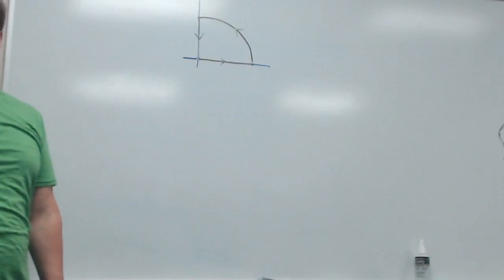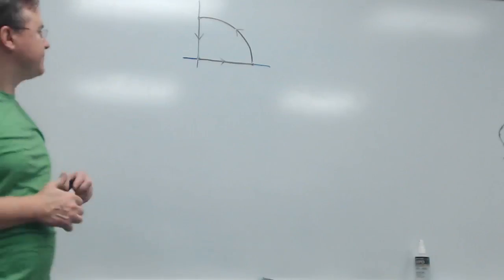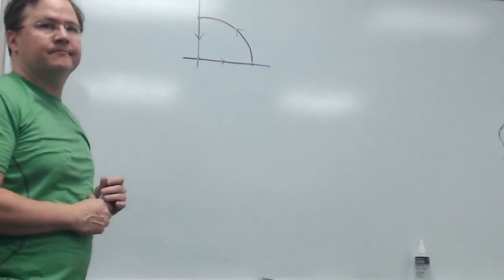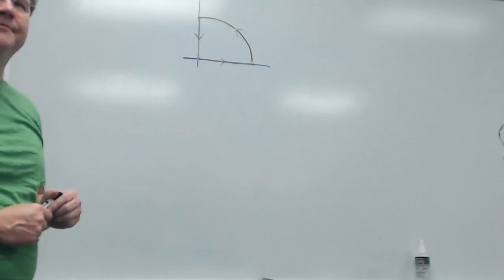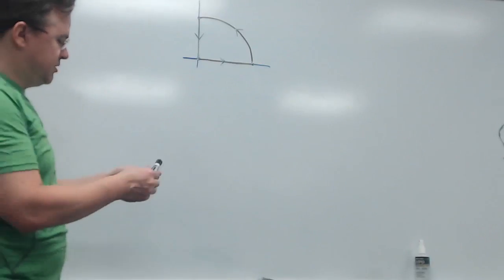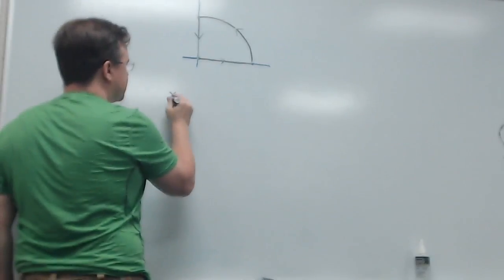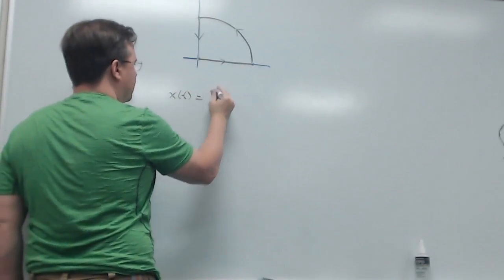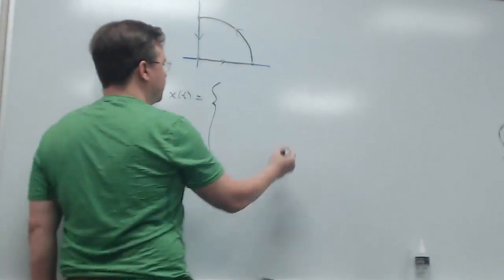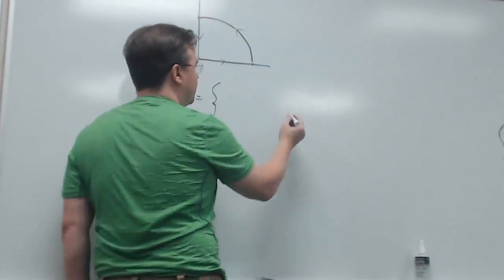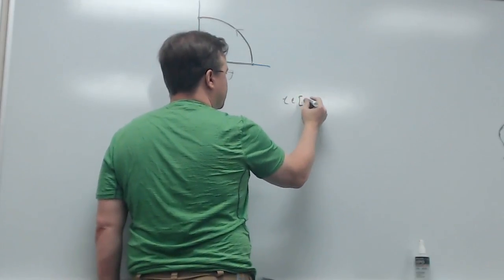I want to parameterize that. So can it be a piecewise function? Exactly. That's exactly what it's going to be. So what I'm going to do is define x piecewise. It's going to have 3 pieces to it. When t is between, let's say, 0 and 1.